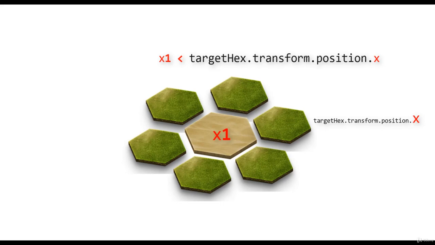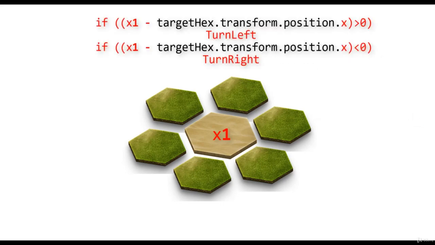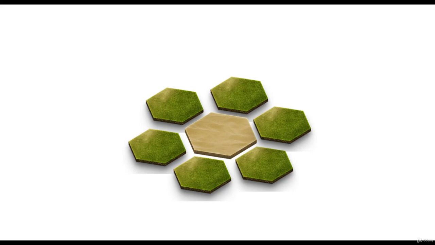Let's find the difference between the two coordinates, subtract the coordinate of the neighboring target hex from the coordinate of the starting hex. And if this difference is negative, then we turn a hero to the right. If this difference is positive, then we need to turn a hero to the left. We'll rotate a hero by changing the value of the flip property to the opposite value.